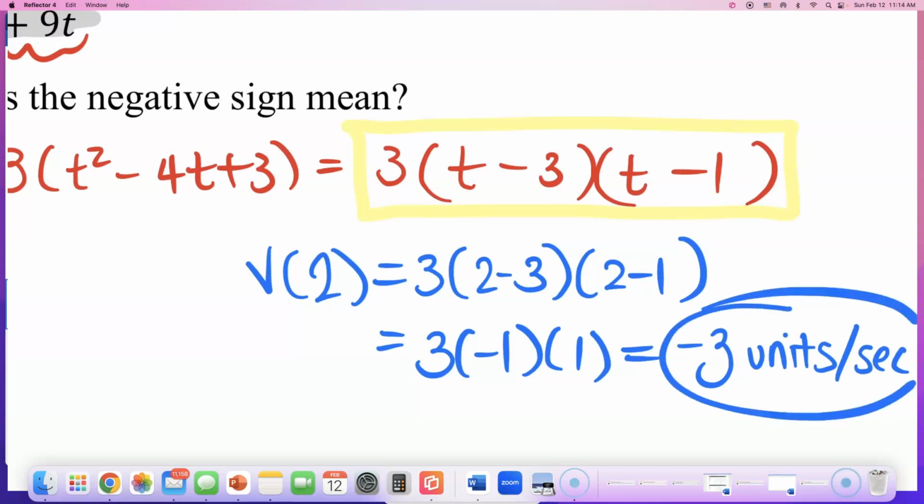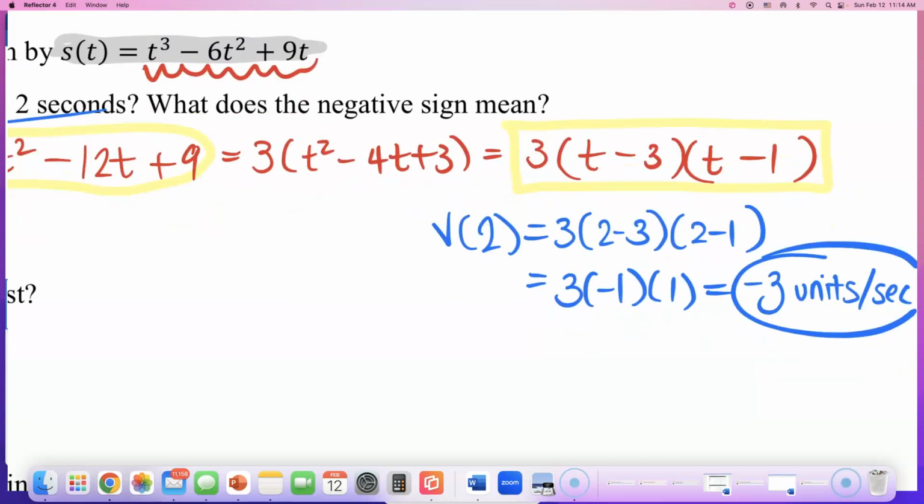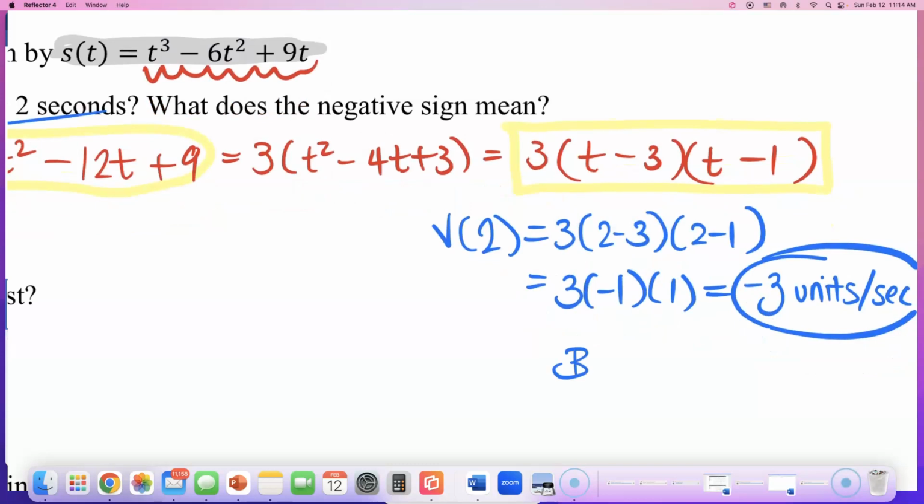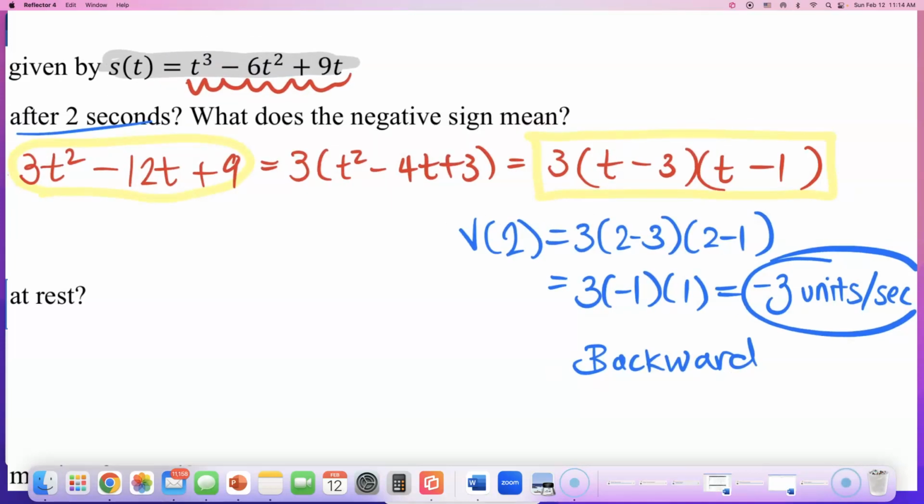Now, what does that negative velocity mean? This negative velocity means this particle is moving backward right now. So interesting, right? It's not always a forward moving particle. It can go backward, it can go forward. So who knows, maybe a couple seconds later we end up where we actually started from.